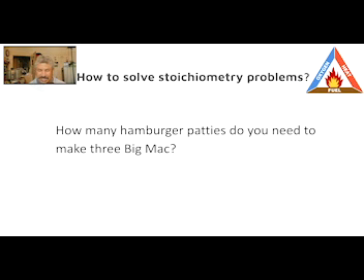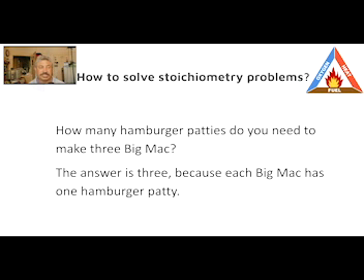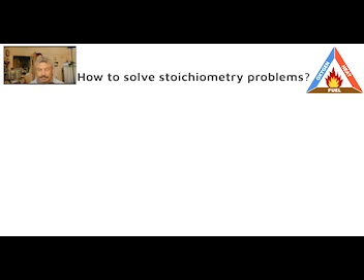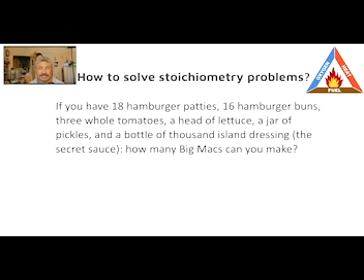If you remember from last time, in the ingredients for making a Big Mac, you should have the answer of 3. Because each Big Mac has only 1 hamburger patty, to make 3 Big Macs, I need 3 hamburger patties. Now let's review a more complex problem we had last time on the Big Mac. I have 18 hamburger patties, 16 hamburger buns, 3 whole tomatoes, a head of lettuce, a jar of pickles, there's about 10 pickles in a jar, and a bottle of $1,000 dressing. How many Big Macs can you make? Take a moment to solve this one.